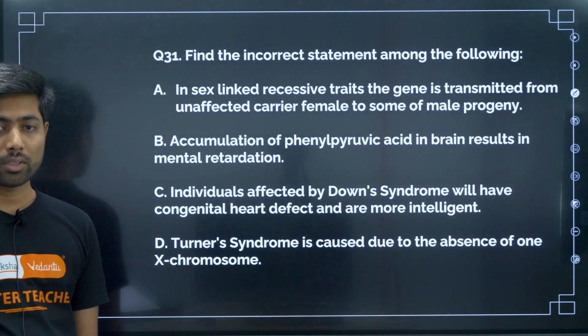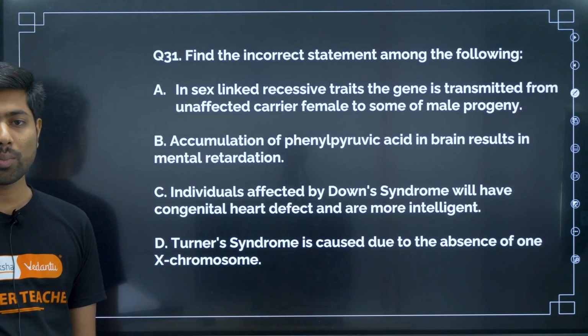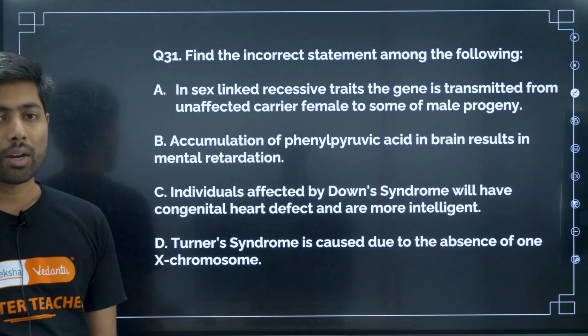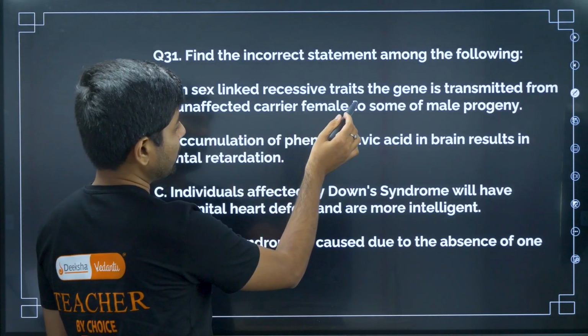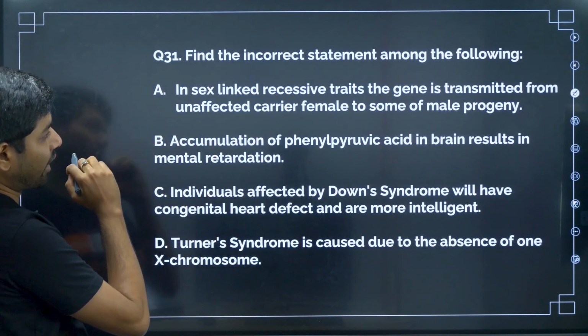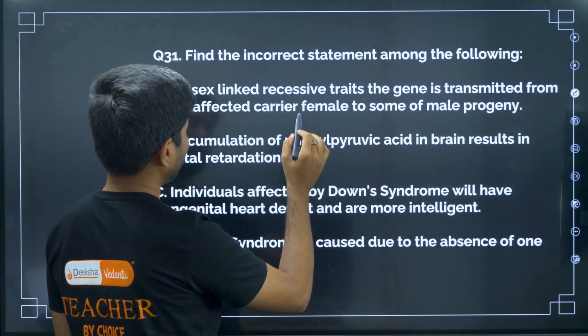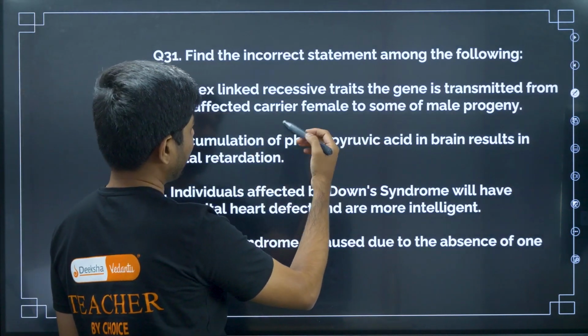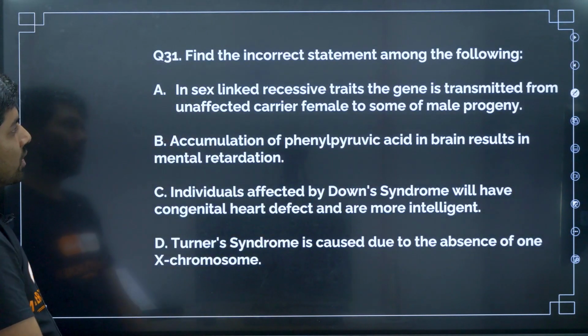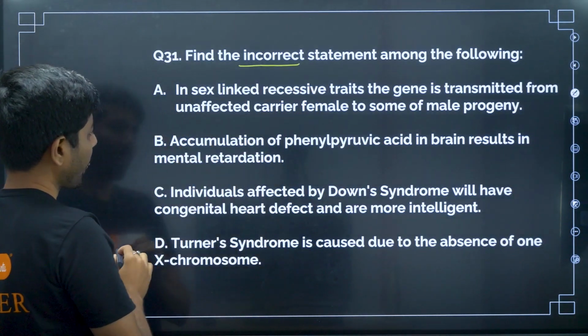Now look at the next question. Find the incorrect statement among the following. In a sex-linked recessive trait, the genes are transmitted from an unaffected carrier female to some of the male progeny, right? This is correct. Yes, from the unaffected female carrier, it is being transferred to some of the progeny. They are asking you the incorrect.